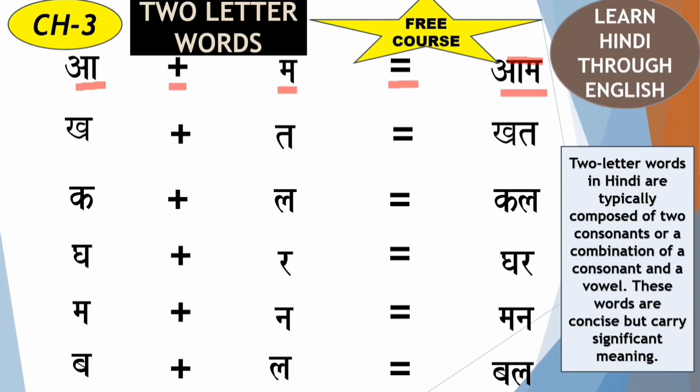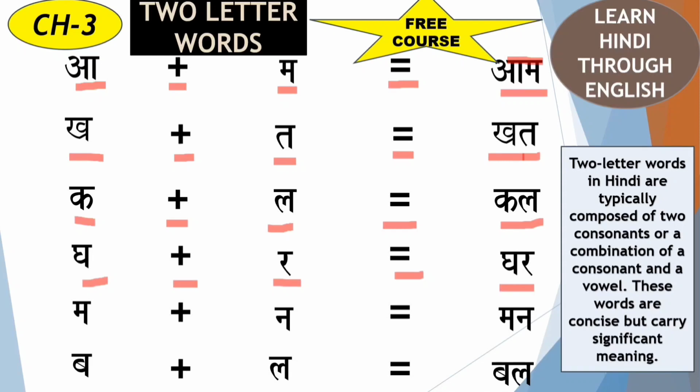Okay, so this is kha. We'll add ta to this. It will become khat. Khat means a letter. Ka. We'll add this with la. It will become kal. Kal means tomorrow or the day which is past. Gha, we'll add gha with ra. It will become ghar. Ghar means a house.